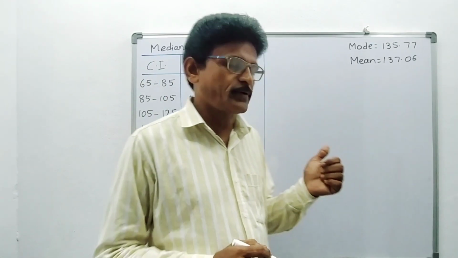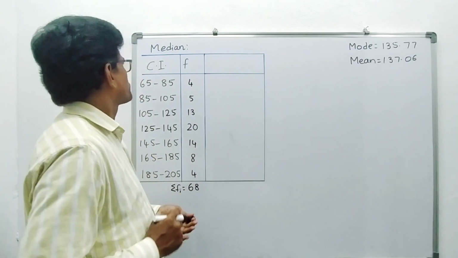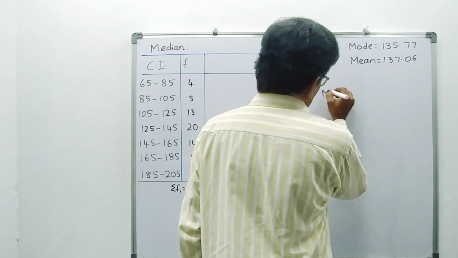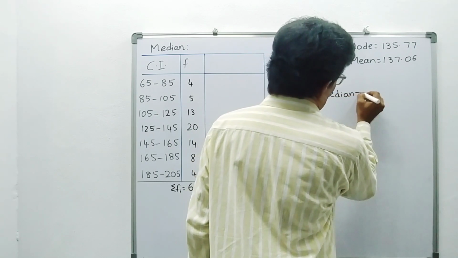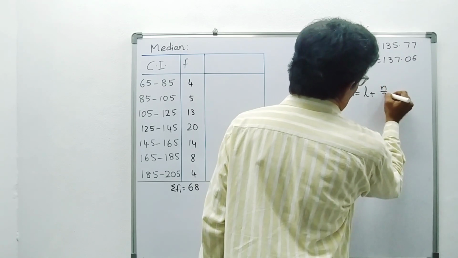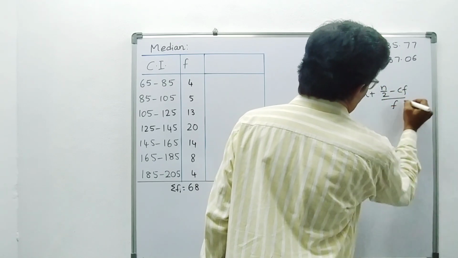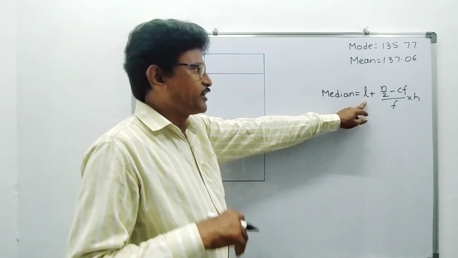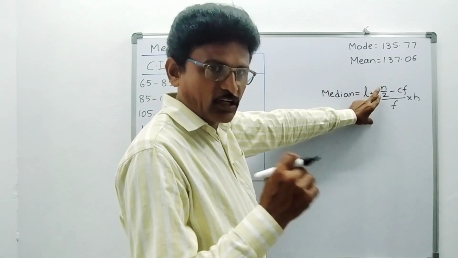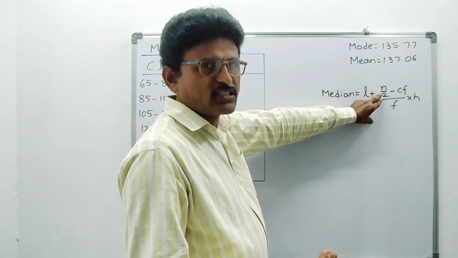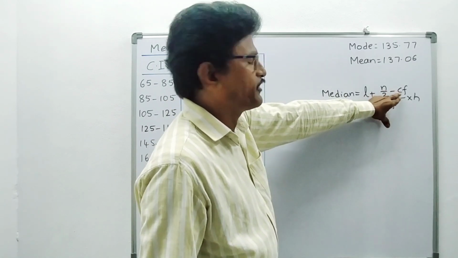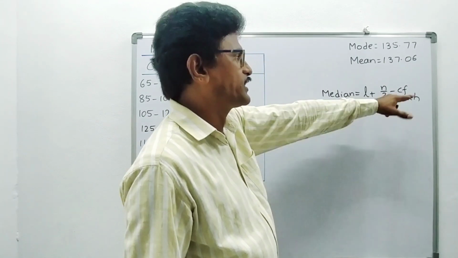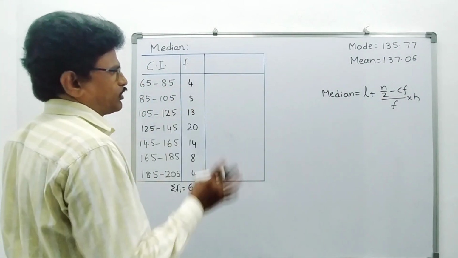Now students, for the same problem we will find the median. So we will write the median formula first. What is the median? Median equals L plus N by 2 minus CF by F into H. Here, what is L? It is the lower limit of the median class. N is the total frequency, so N by 2 we can find. N they had given 68 total consumers. Now minus CF, that is the cumulative frequency preceding the median class. F is the frequency of the median class. H is the class size.